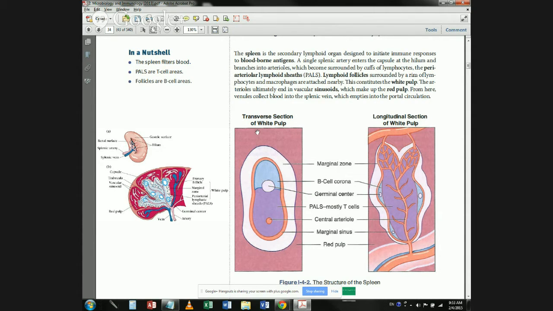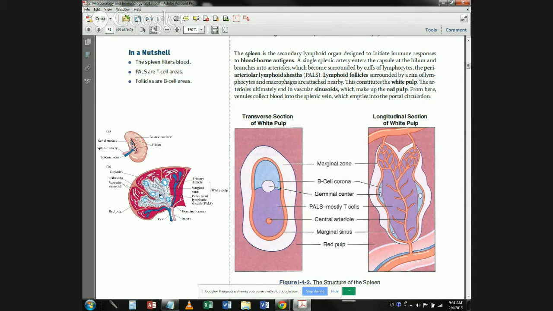Okay, so let's take a look at this picture. Transverse section of the white pulp. So here we're just cutting right across here, it seems. You see, that's the central arteriole right there. Around that is the PALS, the periarterial lymphatic sheath. And we have to know that this is mostly full of T cells, okay? So where were the T cells in the lymph node? The T cells in the lymph node were in the paracortex, right? Here in the spleen, the T cells are in the periarterial lymphatic sheath, okay?